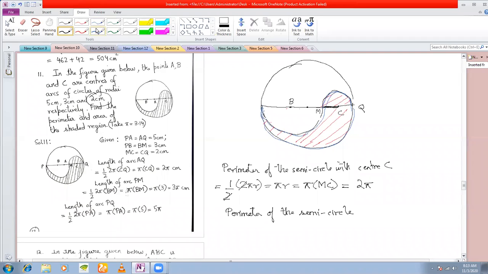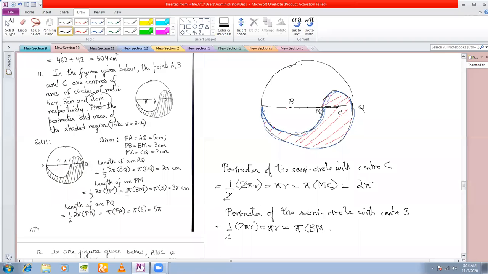Next, what we want to find out here is the perimeter of this semicircle with center B, this one. Again, this is half of 2 pi r, pi r. But this time, what is the radius here? The radius here is BM.